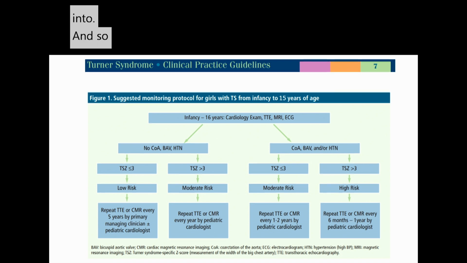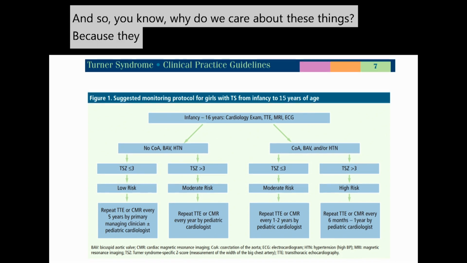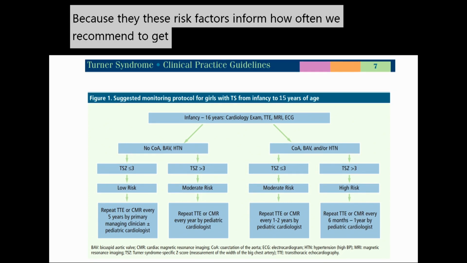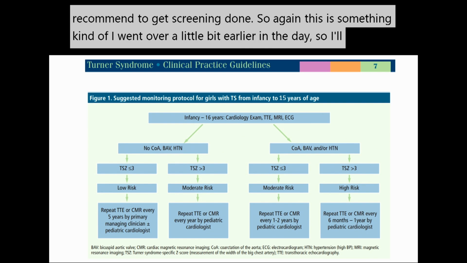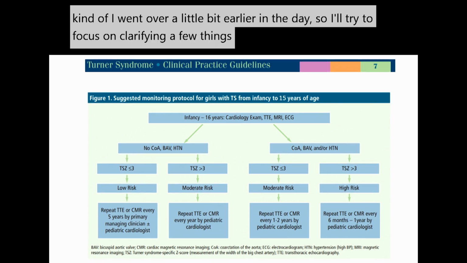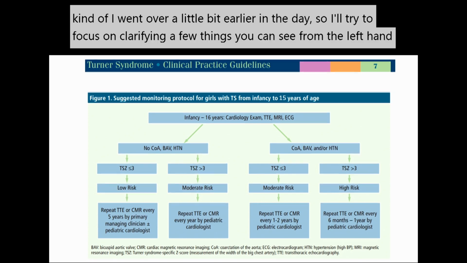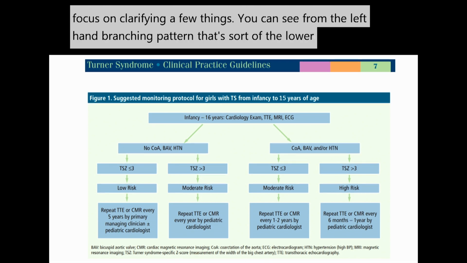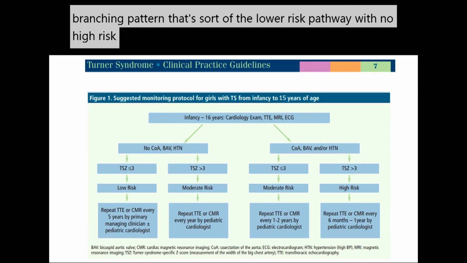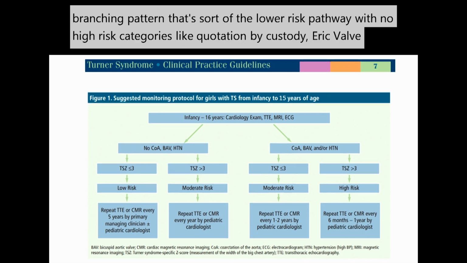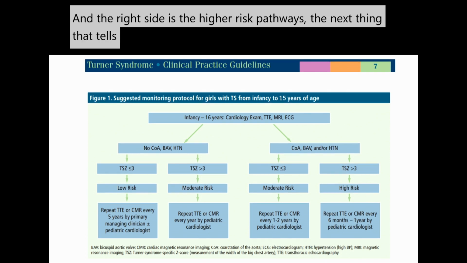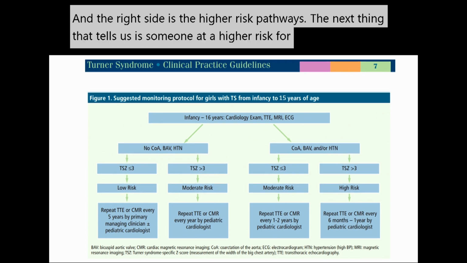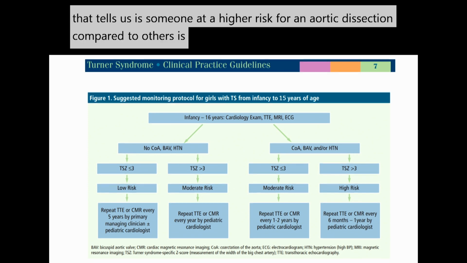And so, why do we care about these things? Because these risk factors inform how often we recommend getting screening done. This is something I went over a little bit earlier in the day, so I'll try to focus on clarifying a few things. You can see from the left-hand branching pattern, that's the lower risk pathway with no high risk categories like coarctation, bicuspid aortic valve, or hypertension, high blood pressure. And the right side is the higher risk pathway. The next thing that tells us someone is at a higher risk for an aortic dissection compared to others is how big the aorta is.